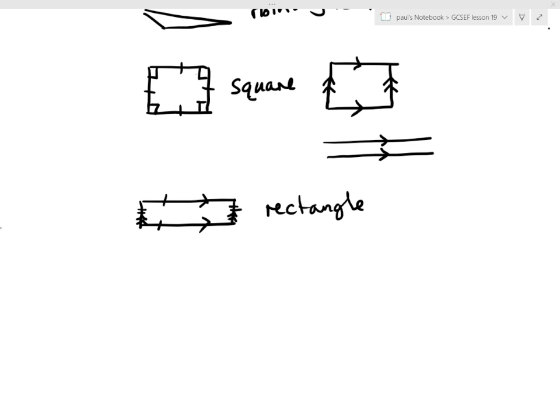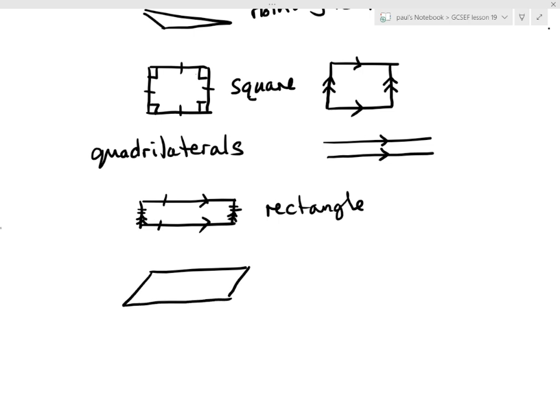Okay, and these four-sided shapes are all called quadrilaterals. There's a special one here that's called the parallelogram. And the top and the bottom are parallel to each other, so we do that, and the sides are also parallel to each other. And just as in a regular rectangle, the sides and the top and bottom are the same length.